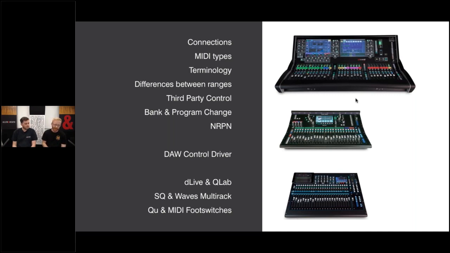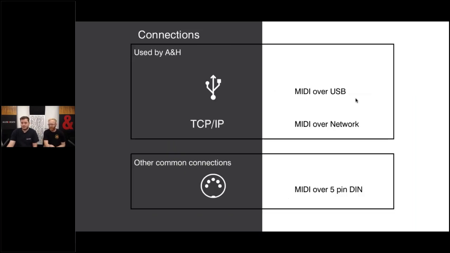Cool. Right, so hello everyone. First thing we're going to have a little look at is connections. On our mixers we have either a USB port, and there's a USB port on Q and SQ, or you can use the network port, which uses TCP/IP. Don't worry if you're not sure what that is. It's just a way of transporting the MIDI over a network that we use.